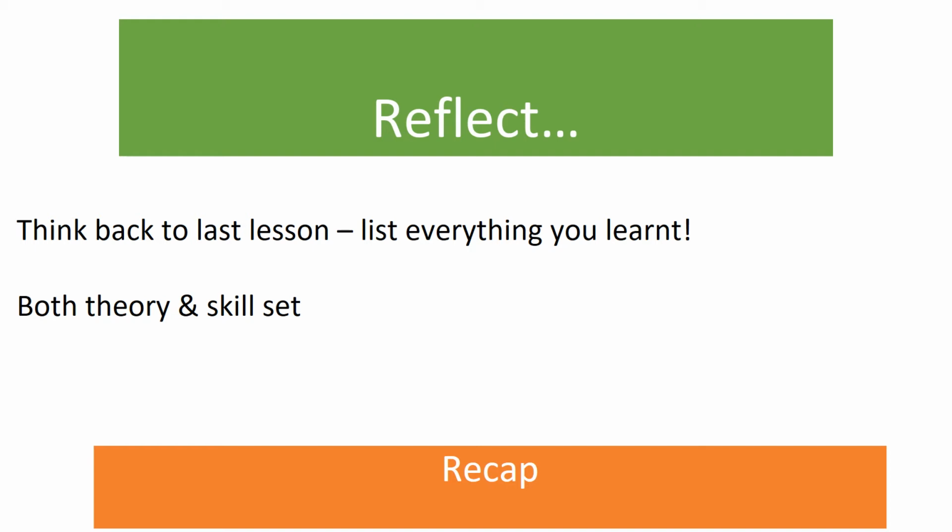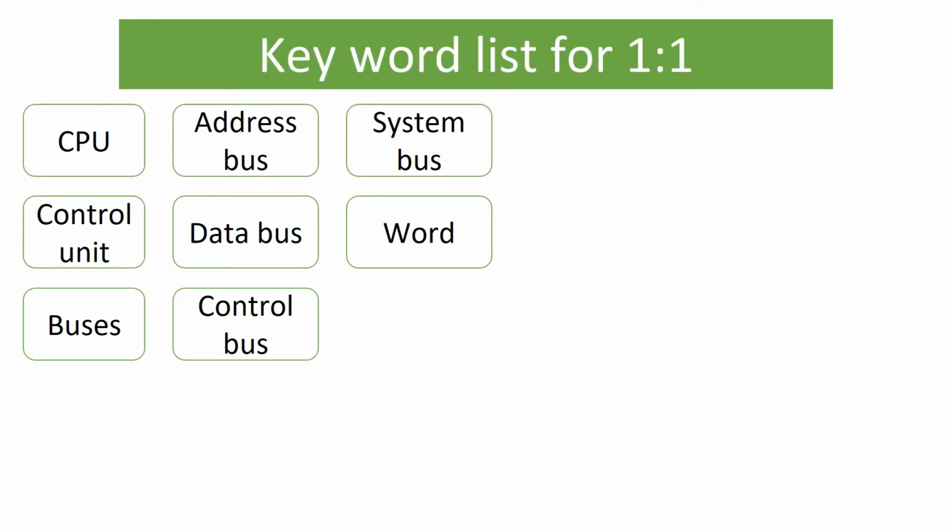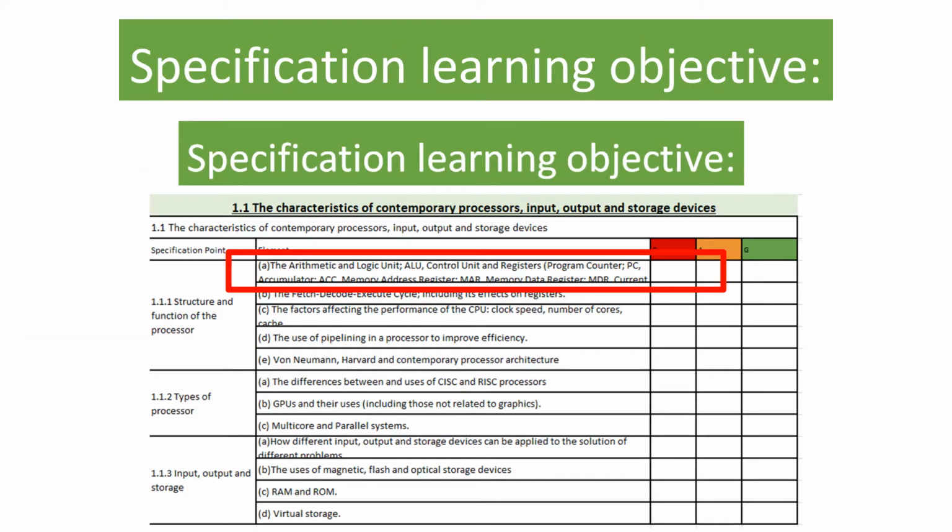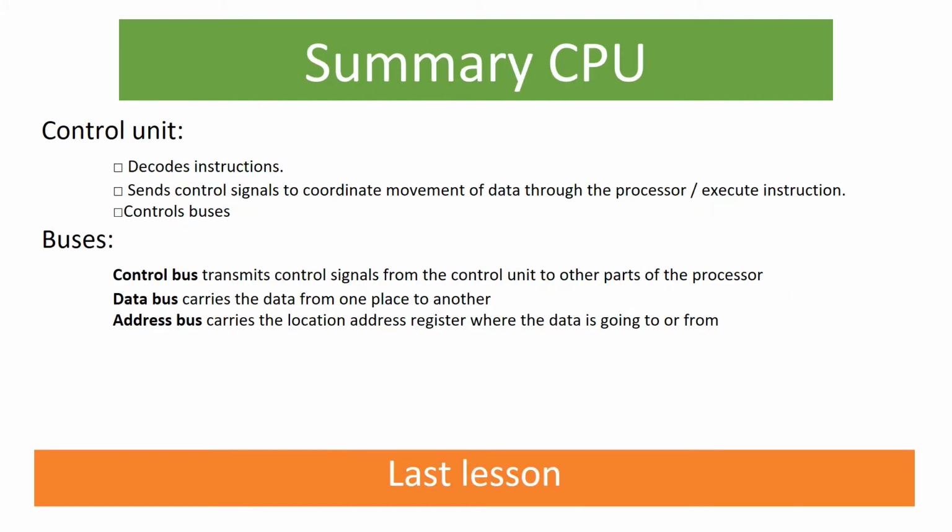This is the second lesson looking at the parts of the CPU. These are the keywords that we looked at last lesson. You should be able to explain each of these in detail using the appropriate language. If you can't, you need to go back and look at your notes. We're still looking at the first objective on our PRC, 1.1.1, structure and function of the processor.